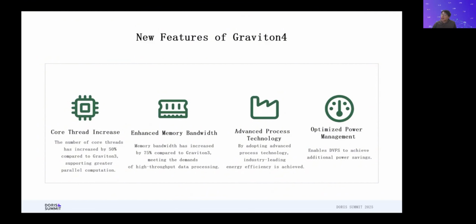Second, the memory bandwidth has been enhanced. It increased by 65% compared to Graviton 3. In high throughput data processing scenarios, memory bandwidth is essential to ensure the data flows smoothly. This improves the overall performance.